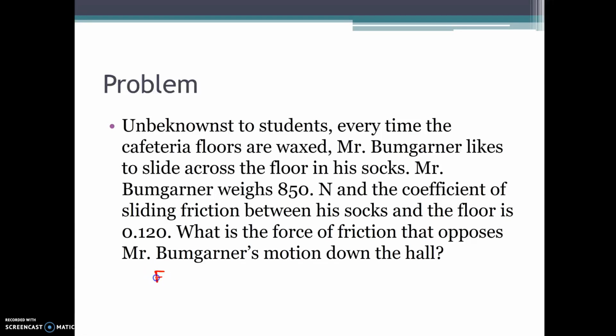Well, we're looking for the force of friction. We know that mu is 0.12, and we know that the normal force, or the weight of Mr. Baumgartner, is 850 newtons. All we have to do here is multiply. So these problems are actually quite simple. All we would do is take 0.12 times 850, and we should get 102 newtons of friction. And that's what we get. Sorry, I wrote over the answer there. But there would be 102 newtons of friction in this question.